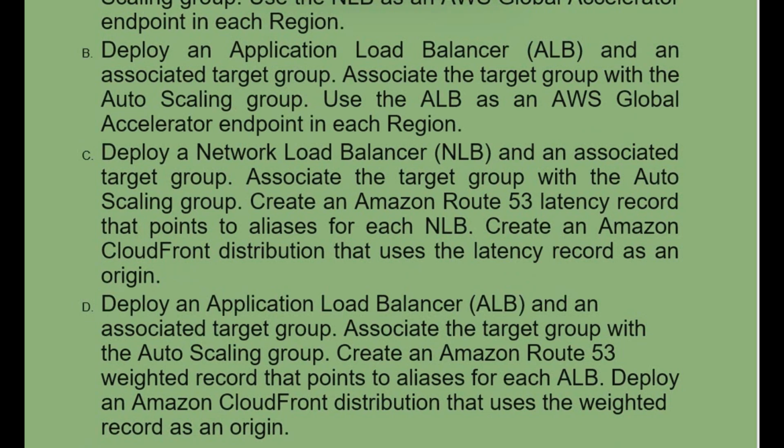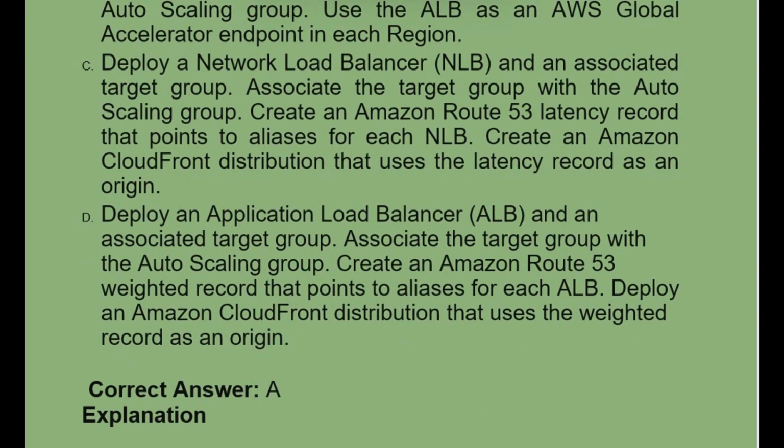Option D. Deploy an application load balancer ALB and an associated target group. Associate the target group with the auto-scaling group. Create an Amazon Route 53 weighted record that points to aliases for each ALB. Deploy an Amazon CloudFront distribution that uses the weighted record as an origin. Correct answer is option A.